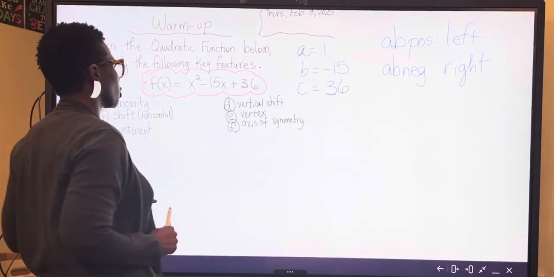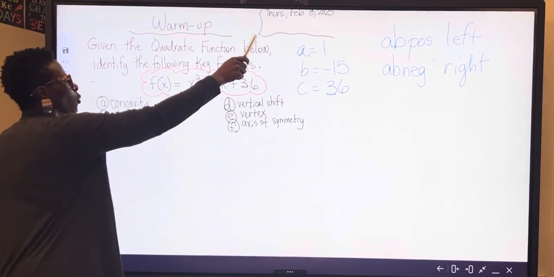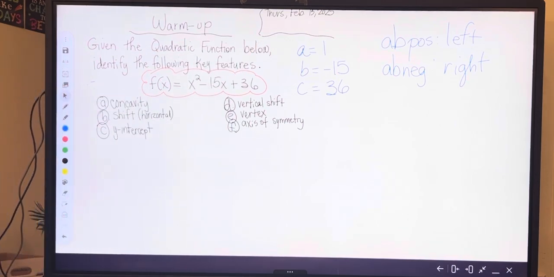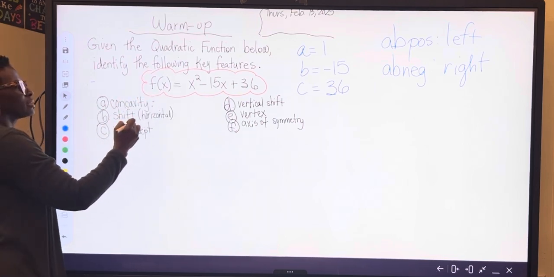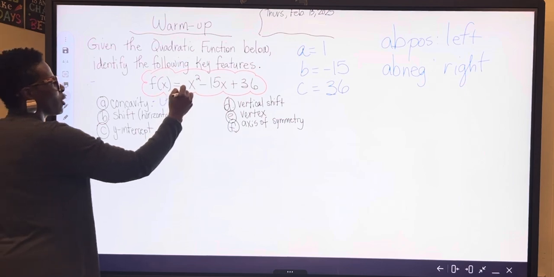All right. Now, let's just move through. Concavity. Talk to me about that. Our a is what? 1. Is that positive or negative? Positive. So what kind of concavity do we have? It's going to open what? It opens up, right? Which means we're going to have a what?